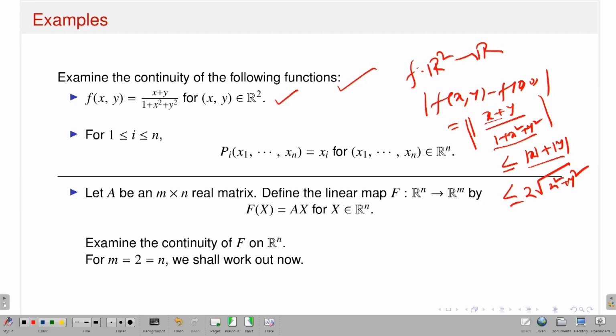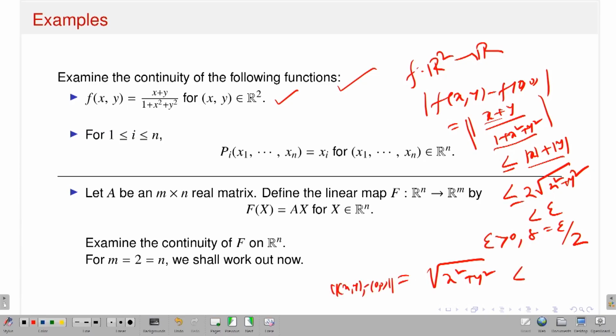Once this is done, the rest of the part is okay. Given epsilon positive, choose delta equal to epsilon by 2. Then I can make this less than epsilon whenever square root of x square plus y square, which is nothing but the norm of (x, y) minus (0, 0) in 2 dimensions, is less than delta, and that implies the continuity of f at the point (0, 0). At the non-zero points you can do a similar trick, and you will be able to prove that this is a continuous function.